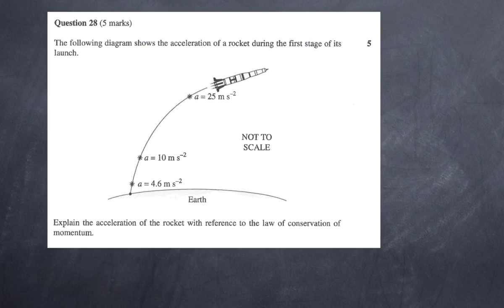Question 28. Question 28 is a 5-mark question, and it says explain the acceleration with reference to the law of conservation of momentum. Now we all know conservation of momentum. Conservation of momentum simply says that the total momentum before equals the total momentum afterwards. So in the beginning we have a total momentum equal to 0, that is before it's launched.